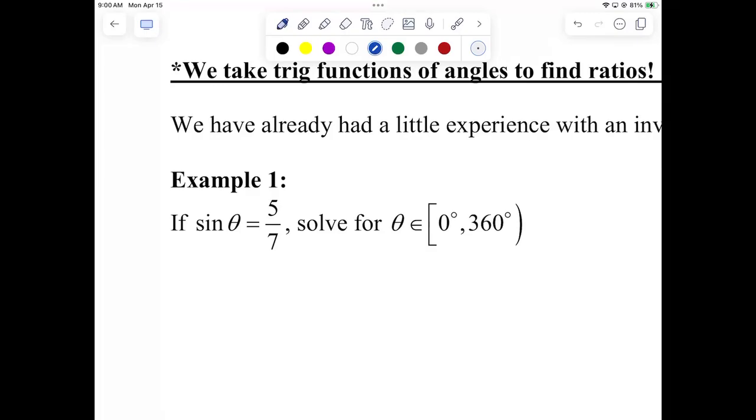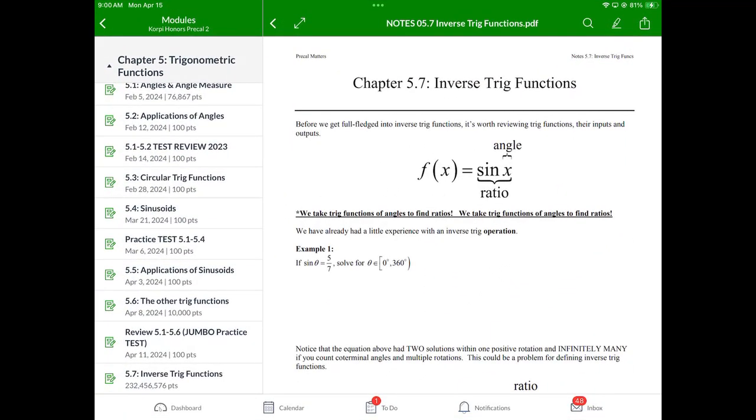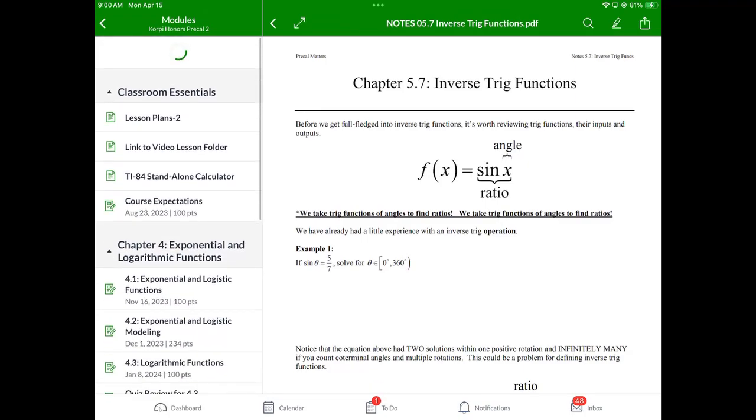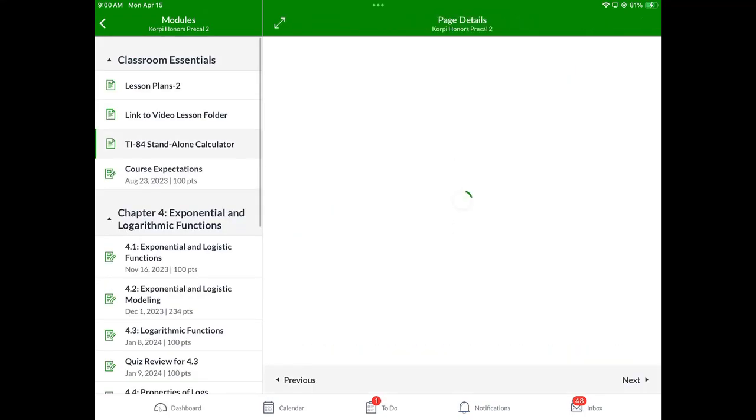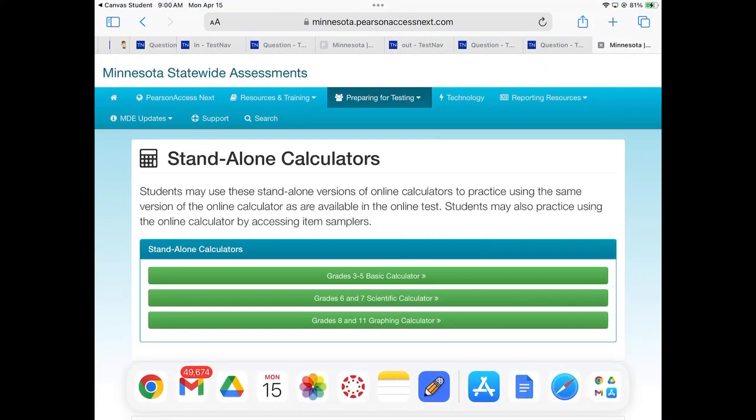So let's do it with the calculator now. We're going to need the calculator for this one. It's kind of like the warm-up, but we're looking at something that's not on the unit circle. So I'm going to go to my Minnesota calculator. I recommend you do the same so you don't have to stand up.